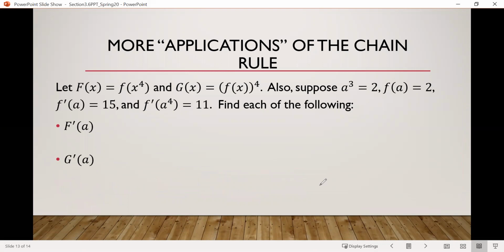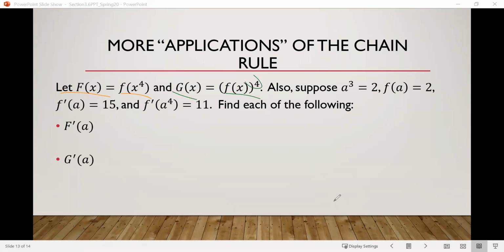So here they tell us that we have this function capital F, which is given by lowercase f of x to the 4th. So see there, we do have a composition of functions, right? We have the function x to the 4th on the inside of a function f, but we're not told the formula for f. And we also have a function capital G, which is given by now the function f of x raised to the 4th power. So here is also a composition of functions, but in this case, f of x is on the inside, and then the thing raised to the 4th is the outside function.